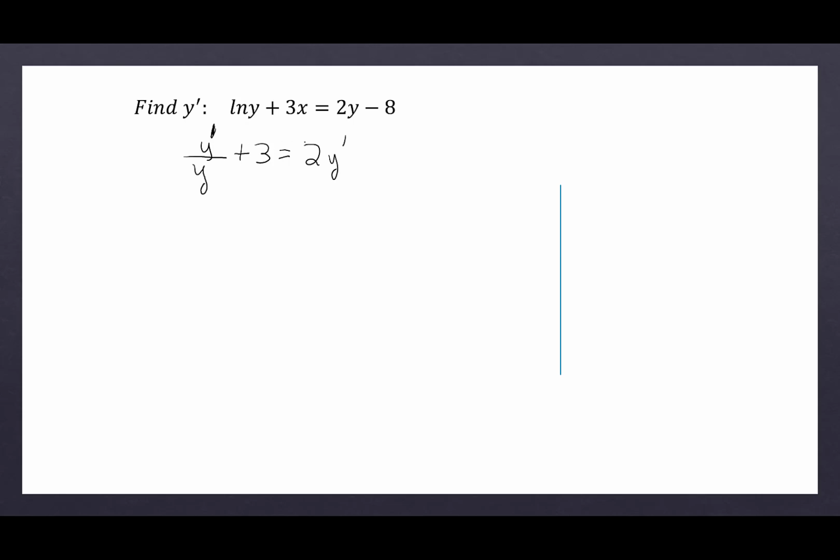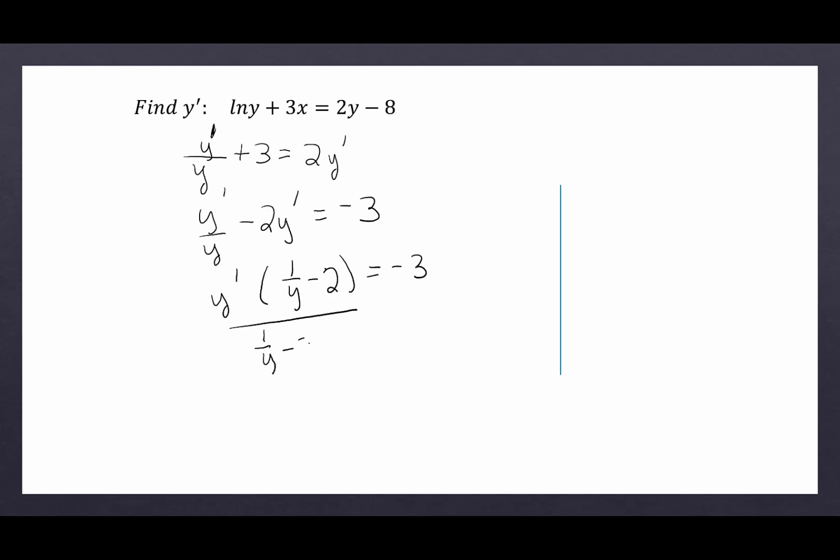I have these y primes that need to come together. I'm going to keep the y prime over y. I'm going to bring the negative 2y prime over, and I'm going to push the negative 3 to the right. Well, it was 3, but now it's negative 3 on the right. Remember, we want to factor out the y prime, so it's going to come out. I'm going to have 1 over y minus 2. This is negative 3. So y prime comes out, I look at what's left. I have the y on the bottom, it needs to stay a fraction, the 2 stays. I'm going to divide by 1 over y minus 2.